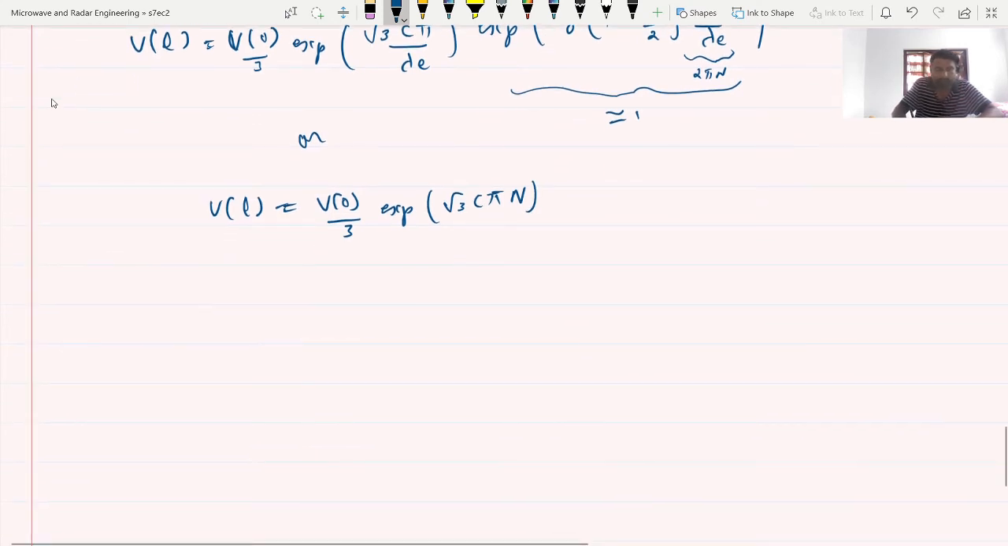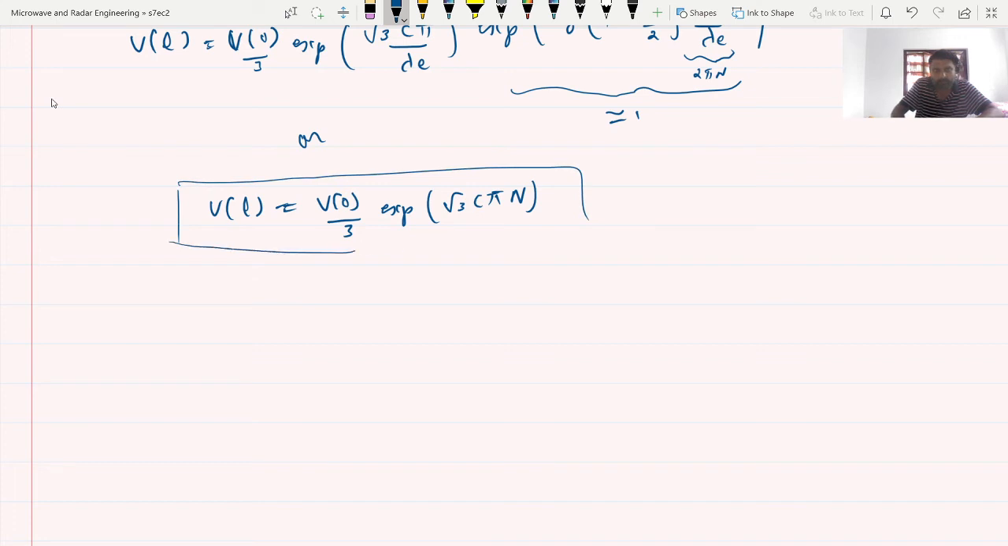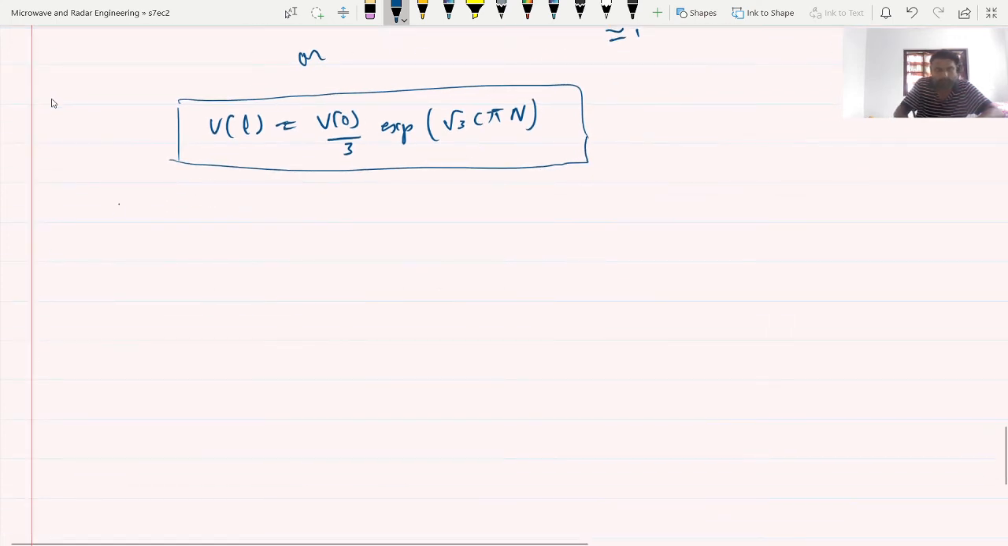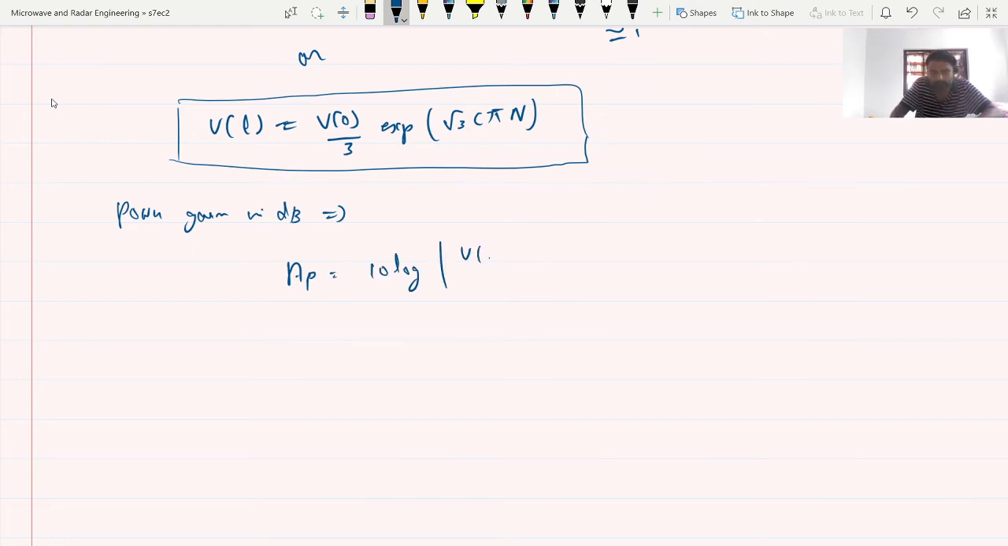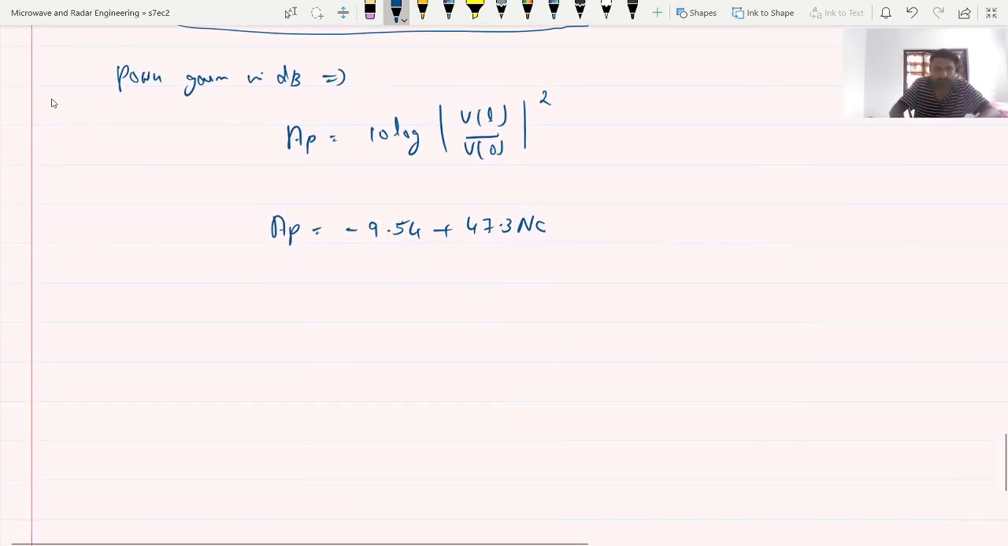Okay, so this is the equation for V of L, and the power gain in dB implies A_P is nothing but 10 log of (V of L by V of 0) whole square, which is nothing but minus 9.54 plus 47.3 NC. Okay, this is the power gain of the traveling wave tube amplifier.